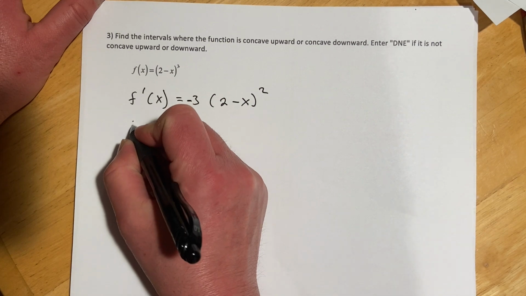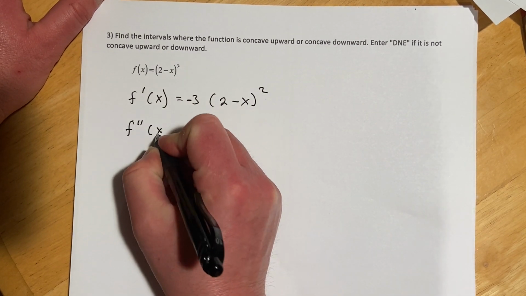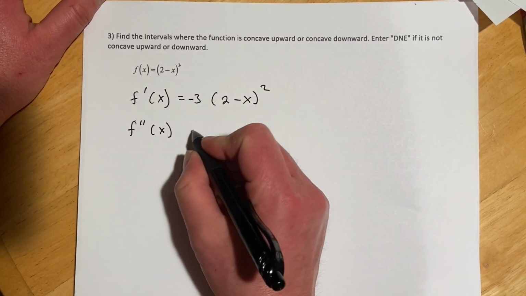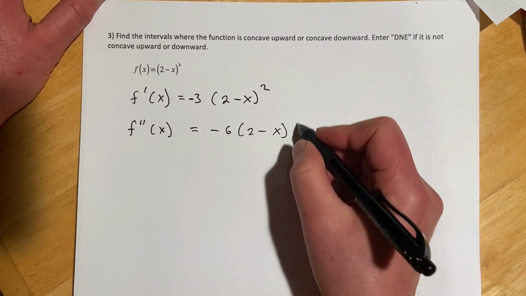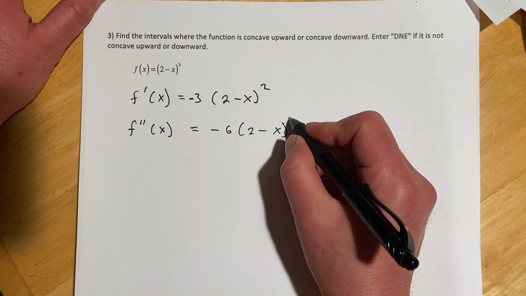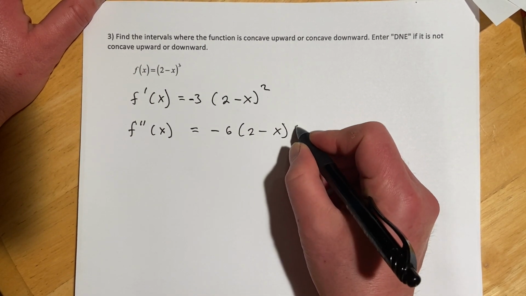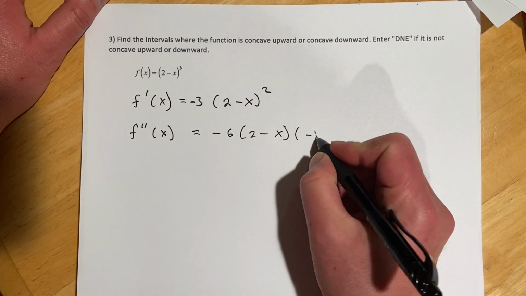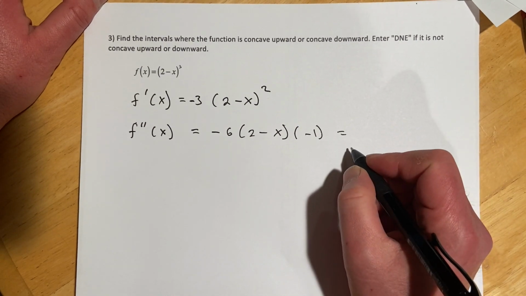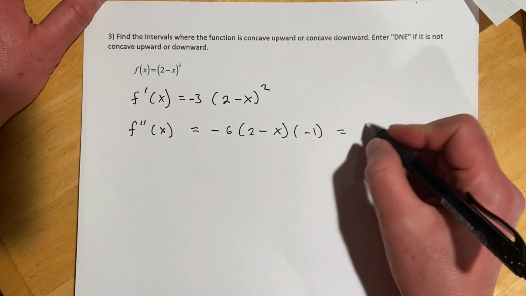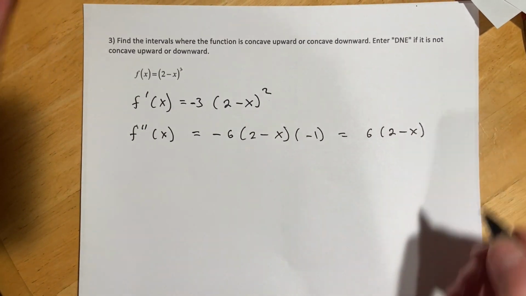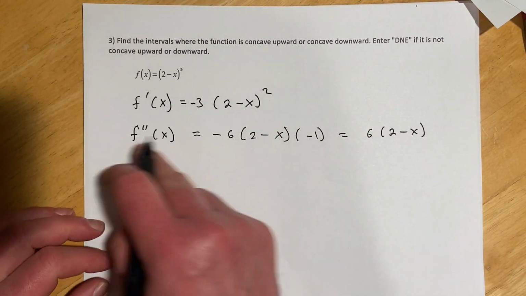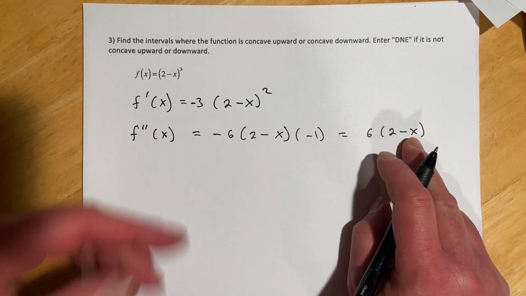F double prime, we'll go 2 times negative 3 makes negative 6, 2 minus x, and we'll take 1 off of there. So now that's to the first, and that will be times, again, that same negative 1. And so negative 1 times negative 6 is 6 times 2 minus x. So that's our second derivative.